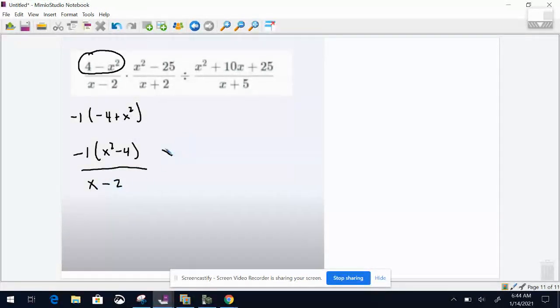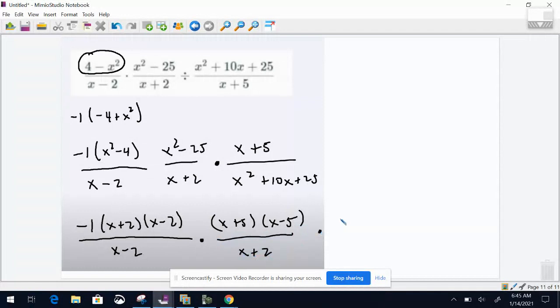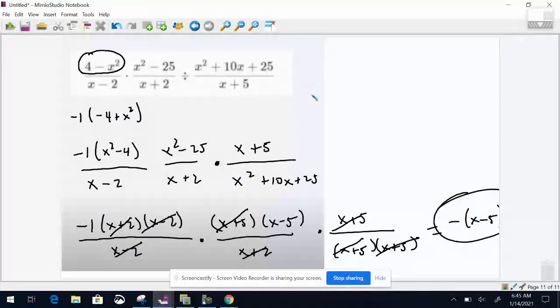So now here I've got, and I'm just going to rewrite it now, over x plus 2. And then I'm going to change division to multiplication. So I'm going to put the x plus 5 on top and the x squared plus 10x plus 25. Now I can factor everything. So I've got a negative 1 times x plus 2, x minus 2, all over an x minus 2, times x plus 5, x minus 5, all over an x plus 2. And then x plus 5 on top here, all over an x plus 5 times x plus 5. So let's start canceling. I've got the x plus 2 cancels, the x minus 2 cancels, x plus 5 cancels, x plus 5 cancels. So this whole thing cancels down to a negative x minus 5 with nothing left on the bottom here.